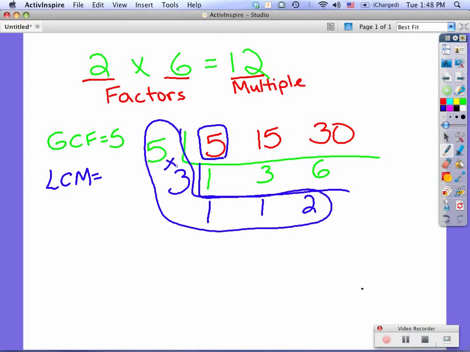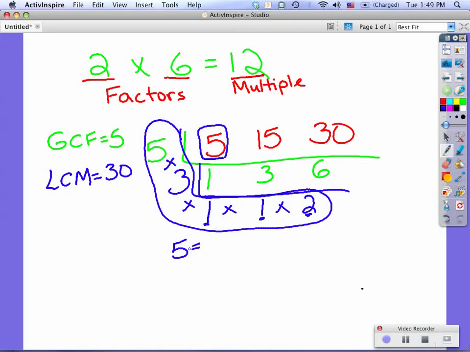And to find the LCM, you draw your L and you multiply all the numbers on the outside. So I have 5 times 3 is 15. 15 times 1 is 15. 15 times 1 is 15. 15 times 2? 30. My LCM is 30. Well, let's check.